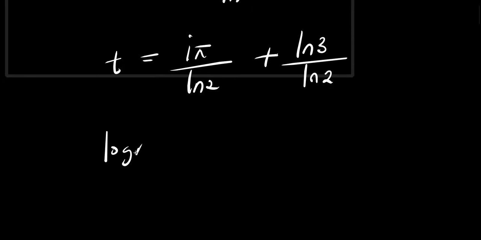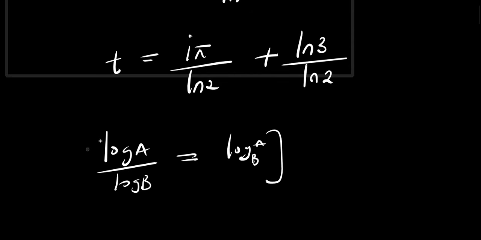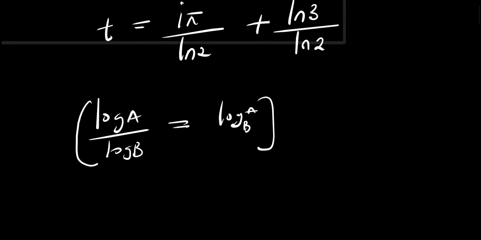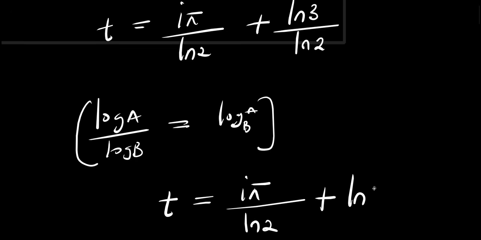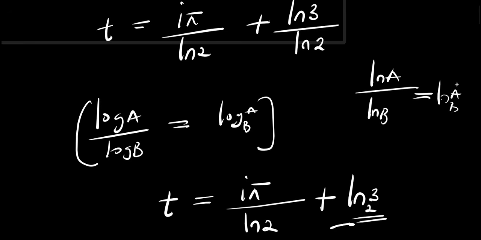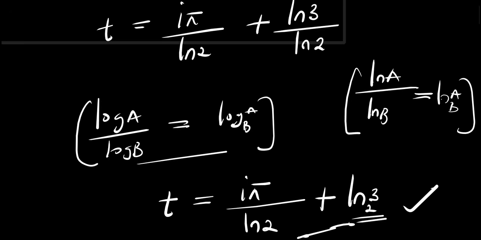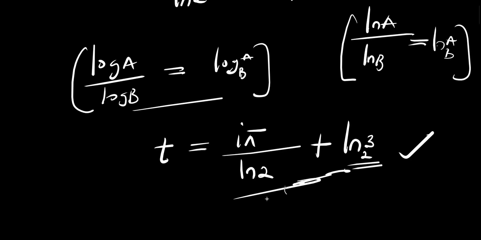If you have log a divided by log b, this equals log a to the base of b. So t equals i times pi divided by natural log of 2 plus natural log of 3 to the base of 2. Do you know why? Because natural log of a divided by natural log of b equals natural log of a to the base of b, based on this. So this is our answer based on this particular approach.